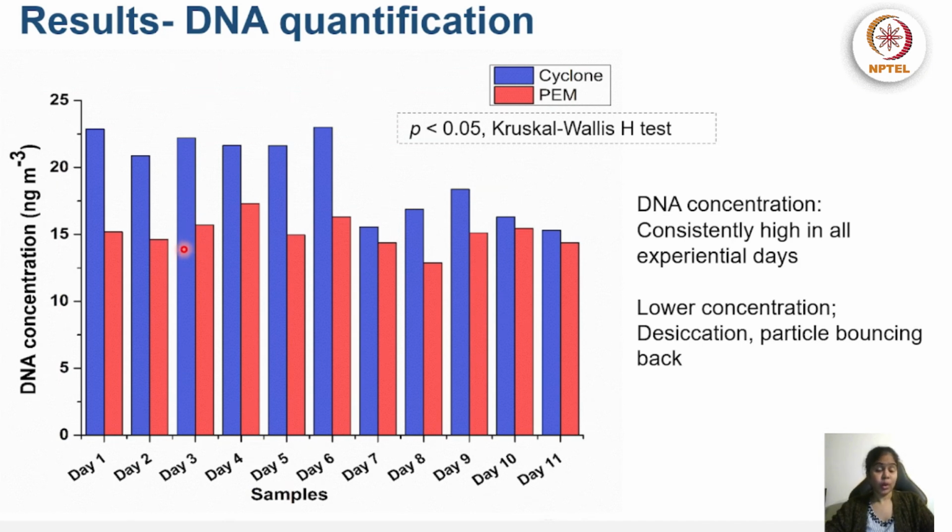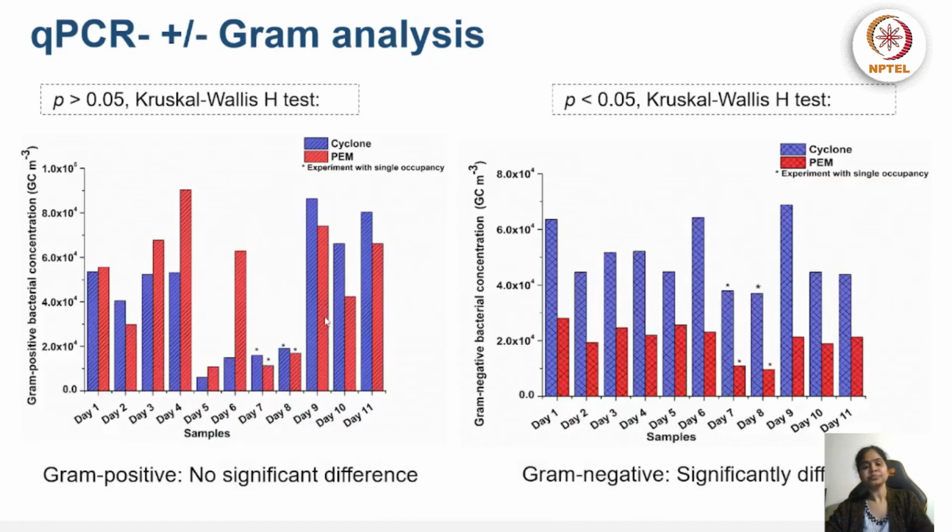So one reason could be that the PEM sampler, though it works at 4 liters per minute, collects the particles on the filter paper. So there is a good chance that, due to desiccation, because it's a dry sampler, some microbes would have died, or some particles would have bounced back. That could be a reason that we have less DNA concentration.